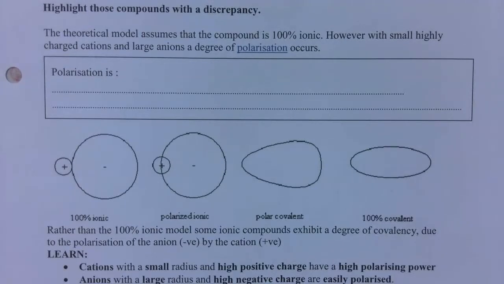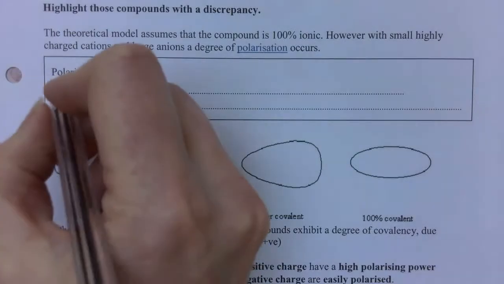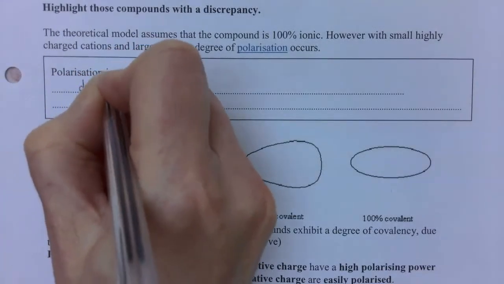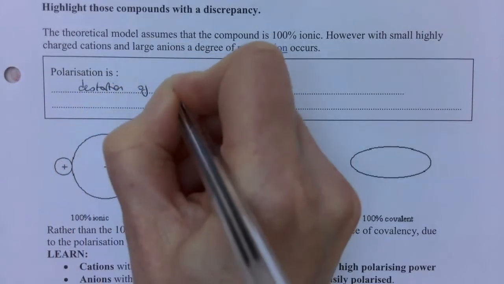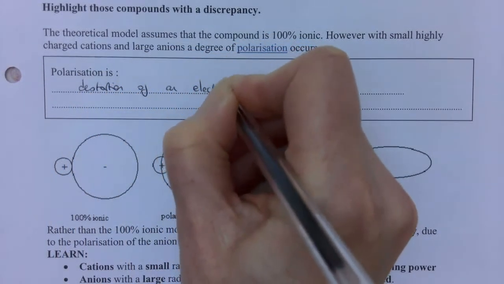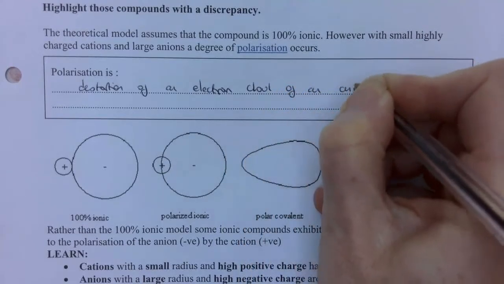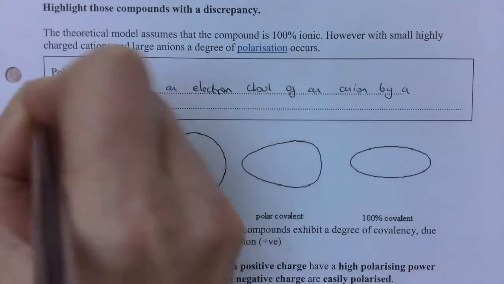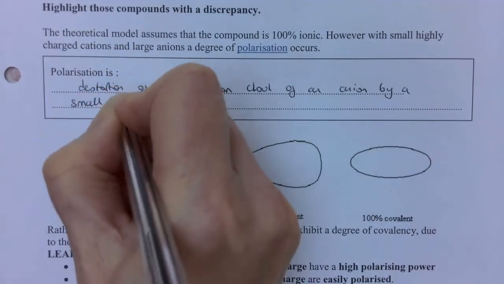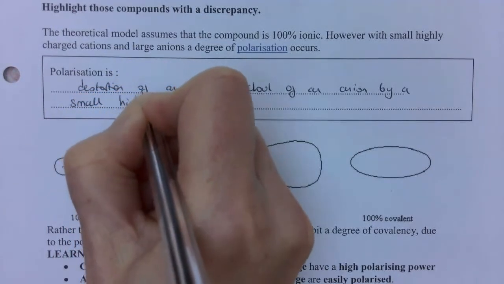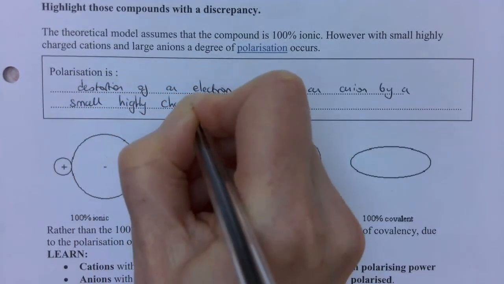The reason there is a difference between the theoretical and the real values is down to polarization. This is something you've come across before when we were looking at group 2 and their thermal decomposition. So polarization is the distortion of an electron cloud of an anion by a small, highly charged cation.